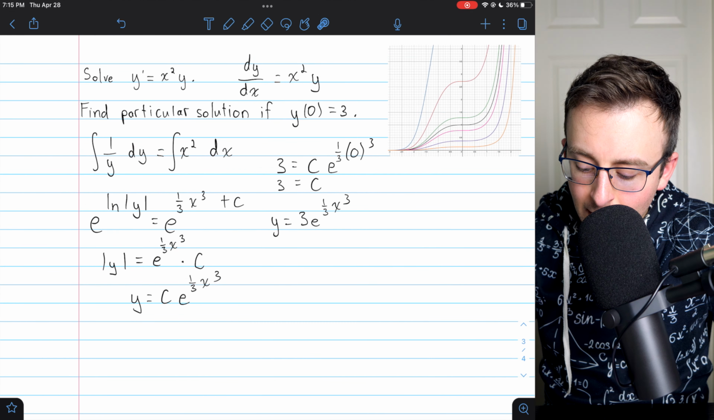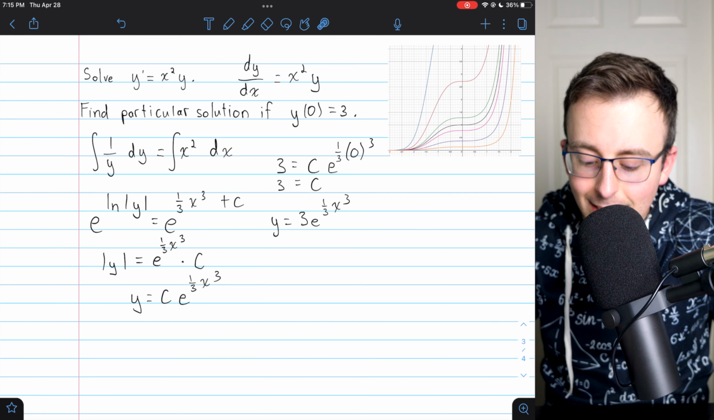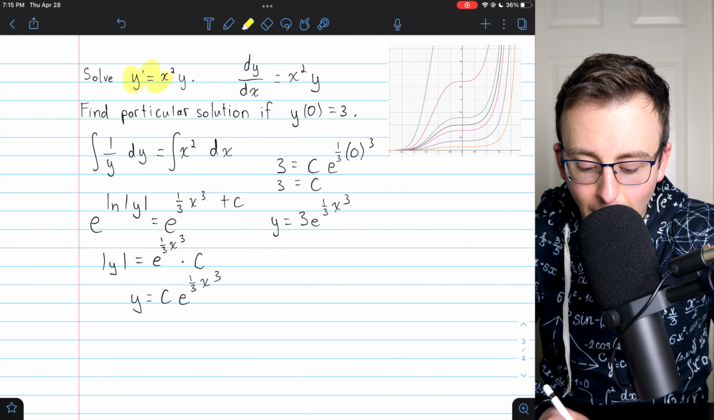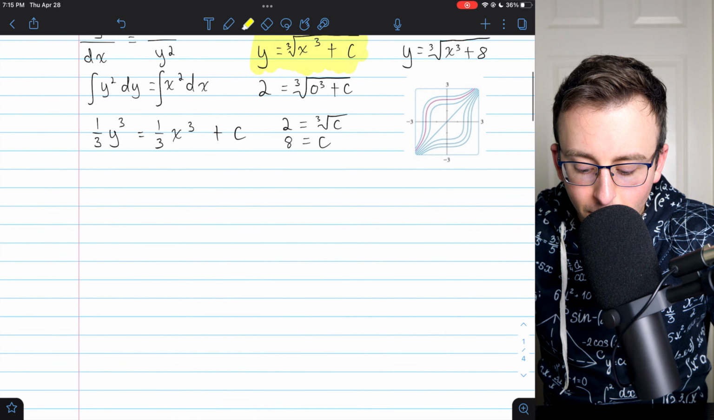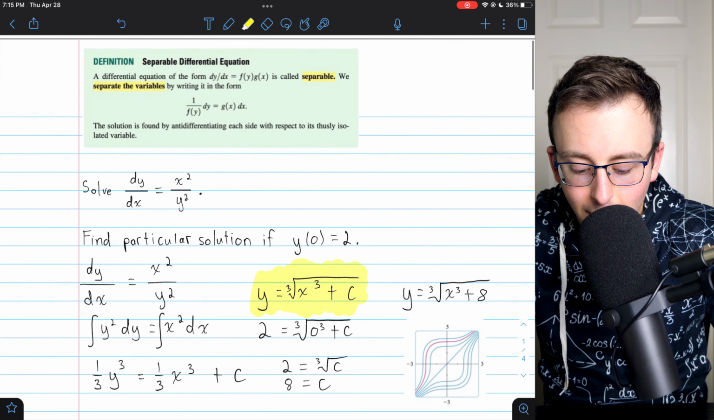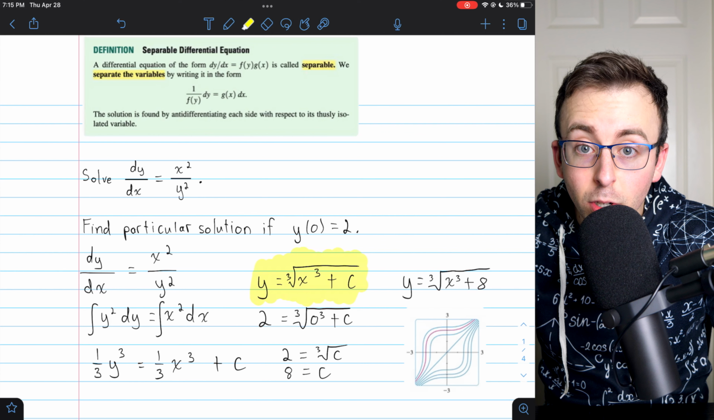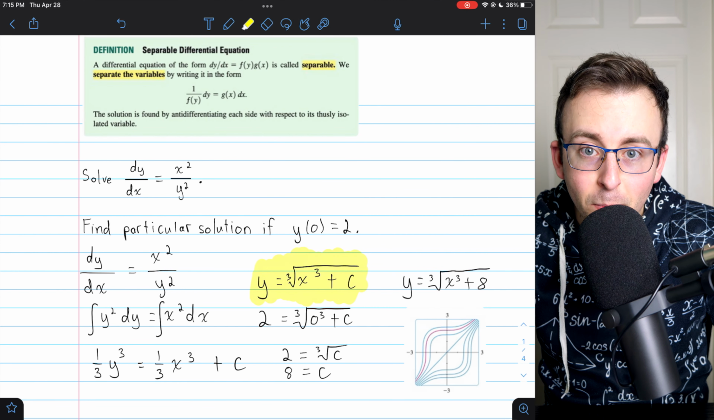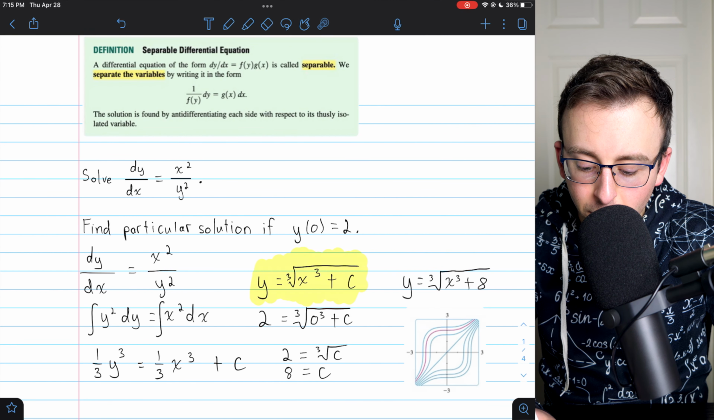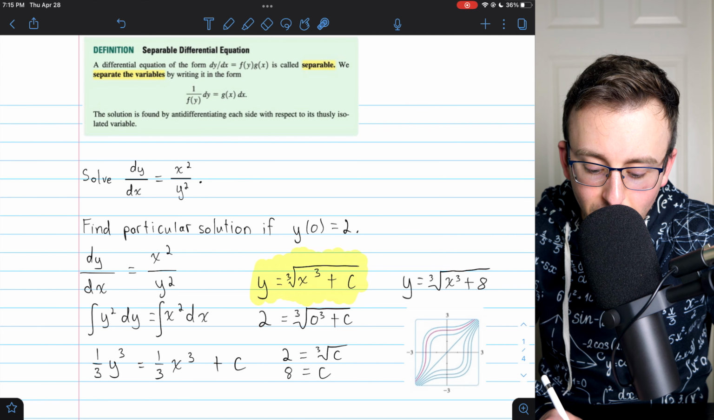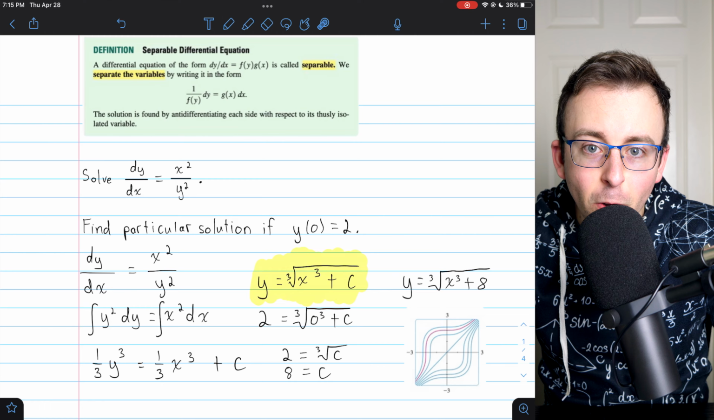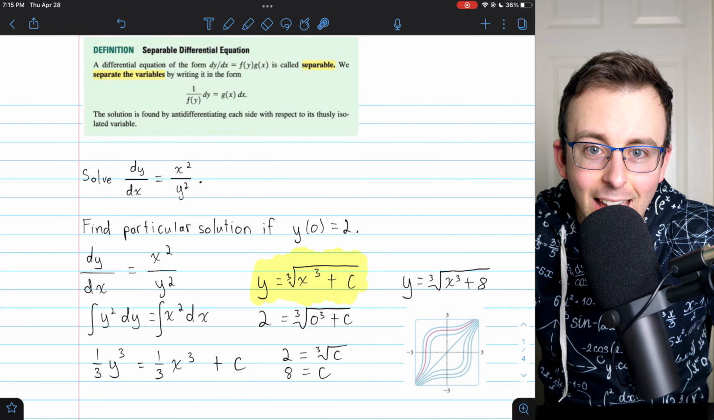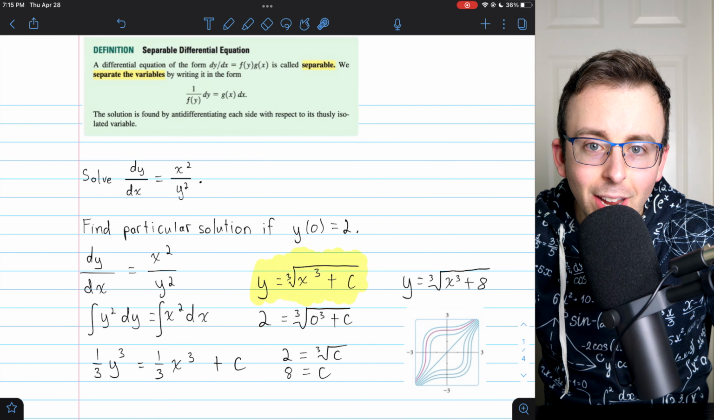And if you're curious, here's a graph of a handful of particular solutions to this separable differential equation. And hopefully these few examples were helpful. That's all there is to solving a separable differential equation of the first order. You just got to separate the variables, which isn't too difficult because the idea is that we've just got a product of functions. Just separate them and then integrate and solve for y if you can. Let me know in the comments if you have any questions.